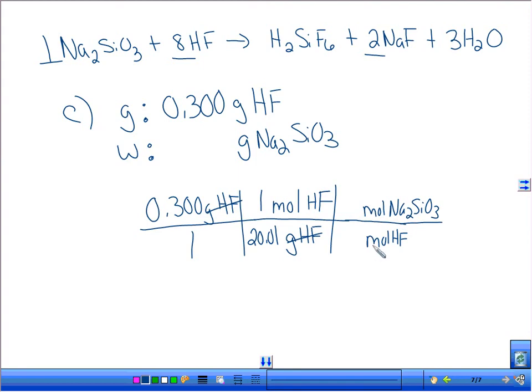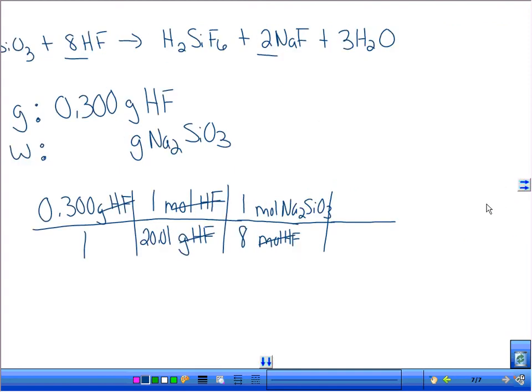I'm going to now look at my coefficients. In front of this is a 1. In front of the HF, so happens to be an 8. We've been dealing with that a few minutes. This is going to cancel. If I stop right now, I'm going to have the moles of sodium silicate. Am I going to stop? No, because you're looking for grams of sodium silicate. So I'm going to keep going.